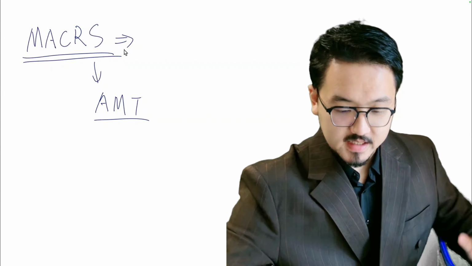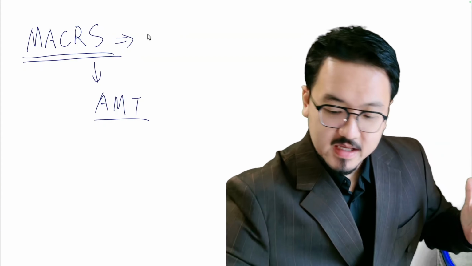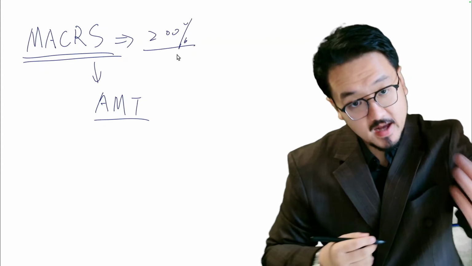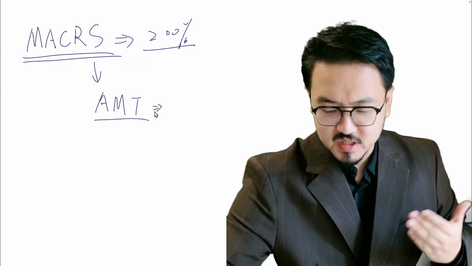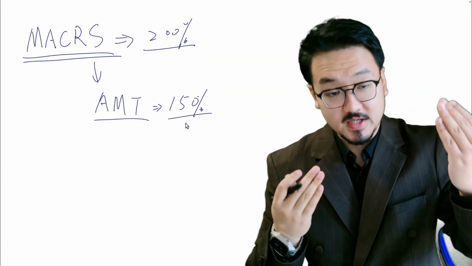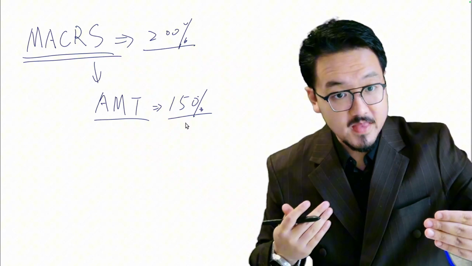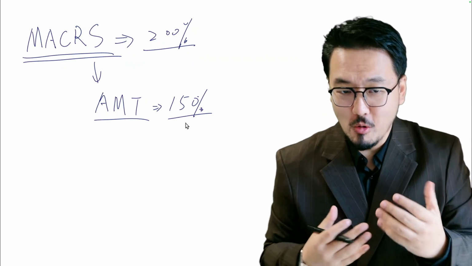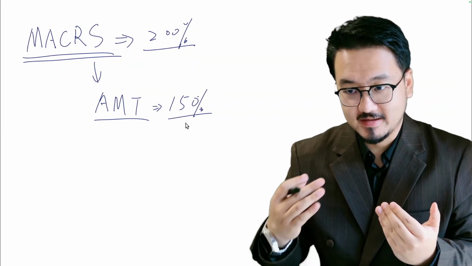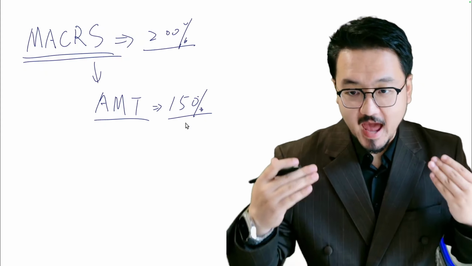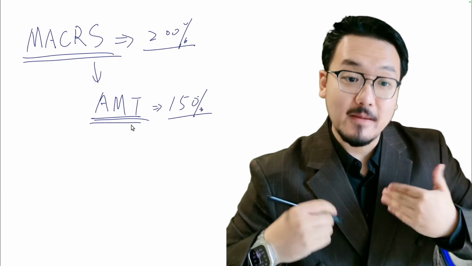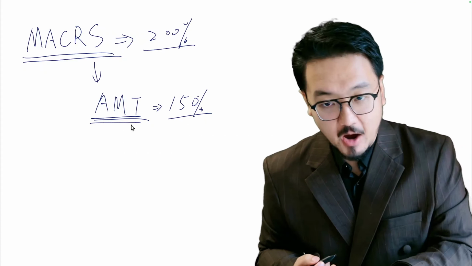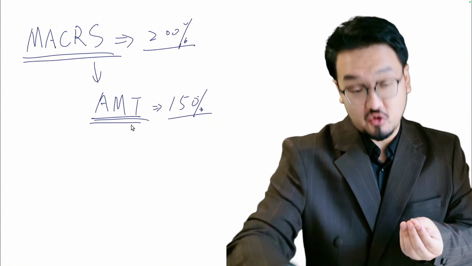For example, under MACRS depreciation, you might get 200% declining balance. But under the AMT system, you might get just 150% or even straight line. That means there's a time difference. MACRS is a faster write-off, and AMT is a slower method. Since the depreciation has a time difference, you can generate AMT liability now, but it also gives you the AMT credit later.